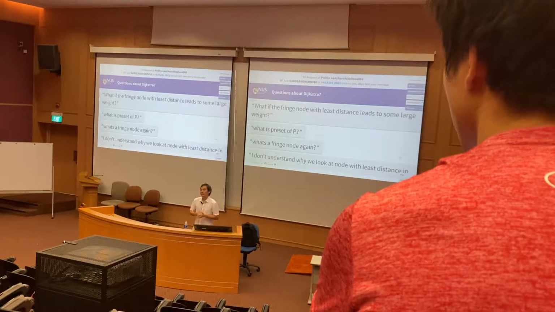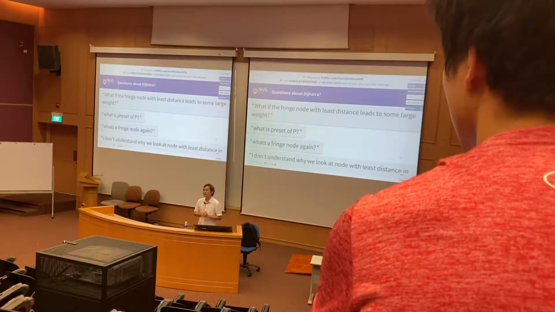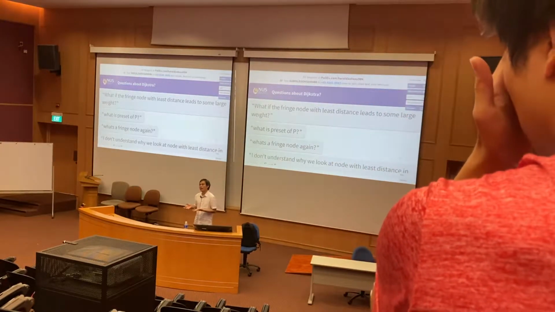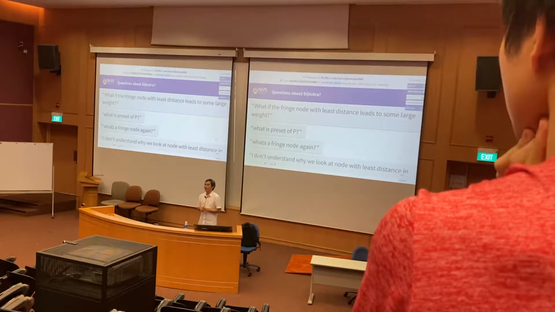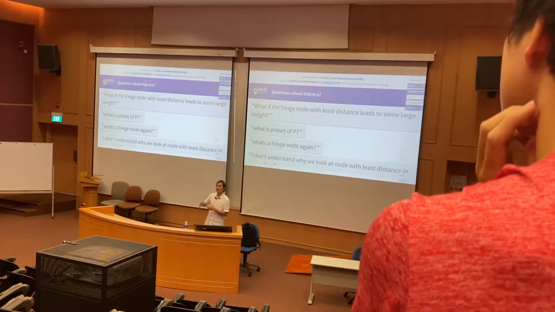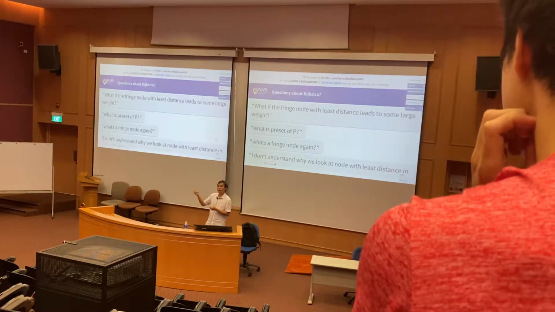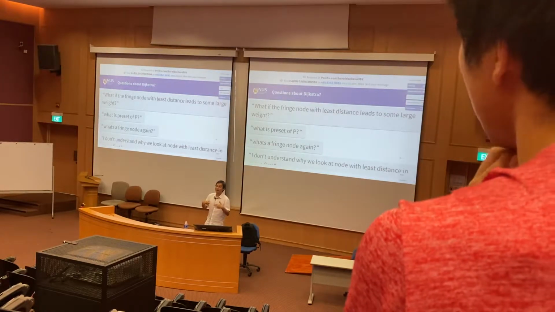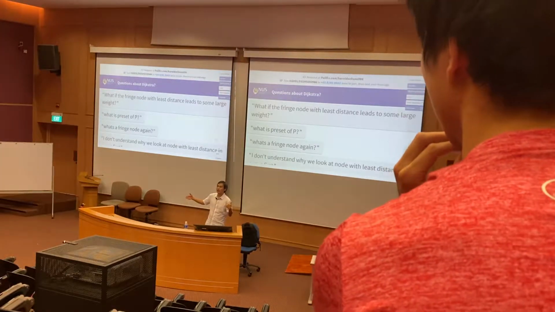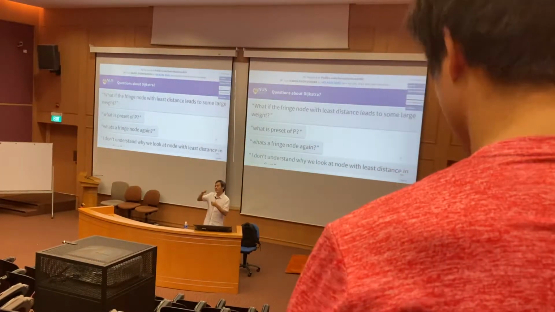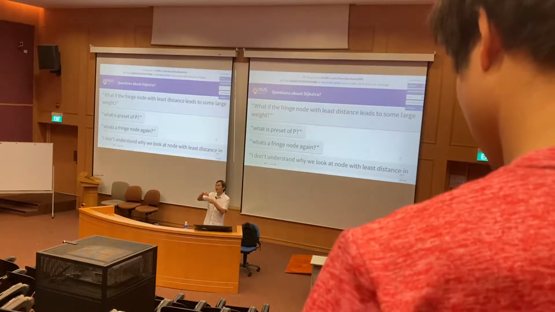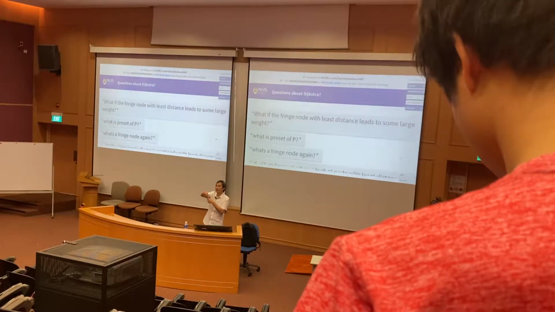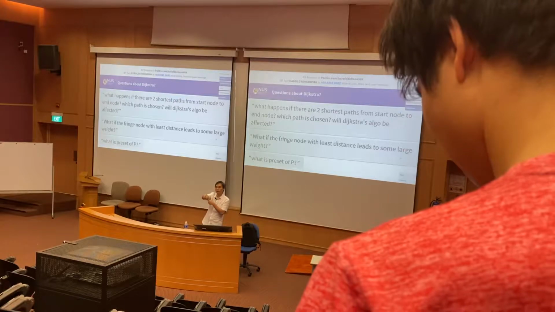Okay, what if the fringe node with the least distance leads to some large weight? It can lead to some large weight, it's fine, but it doesn't matter, because whenever you update your node in the priority queue, you're going to relax all your outgoing edges and you're always going to take the node which has the minimum distance. We know from our earlier analysis that shortest paths contain other shortest paths. So if you lead to some large node, it doesn't matter because we'll add some other fringe node in the next iteration. And if the fringe node has a smaller distance estimate to your target node, we're going to use that.